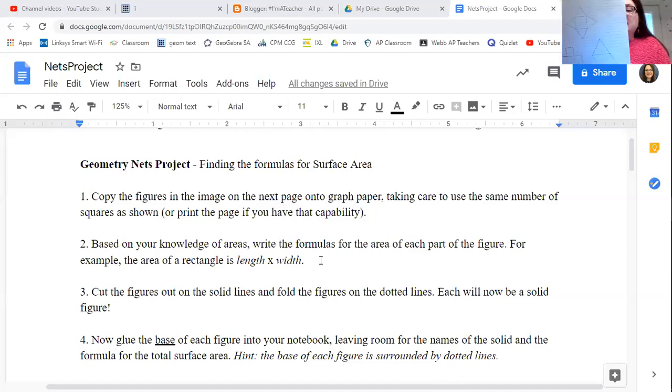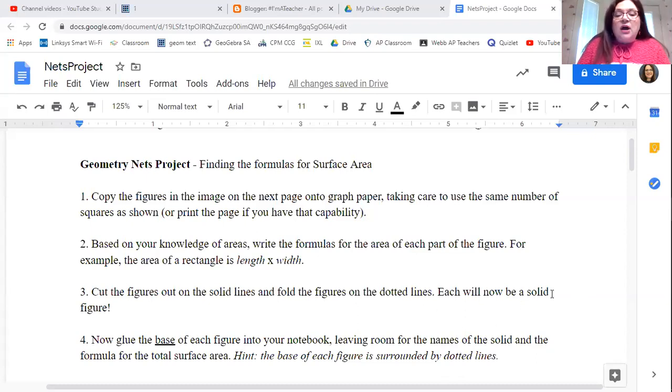Because then what we're going to do is cut out each of these figures. So you cut on the solid lines, cut them out on the solid lines, and then fold them on the dotted lines. Now this is just the net type stuff that I talked about in the last video. So they're nets. It means they're flat, 2-dimensional. We're going to cut them out, fold them on the dotted line, and that's going to make them into potentially a cube, a pyramid, a prism. And those are the things that we're going to work with to figure out the total surface area of that object.